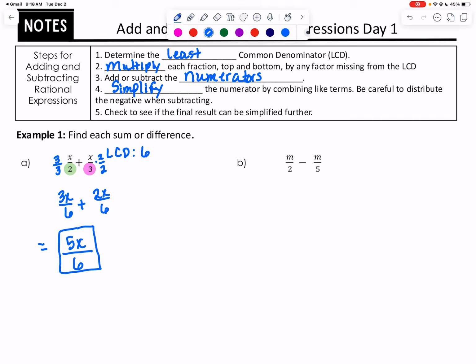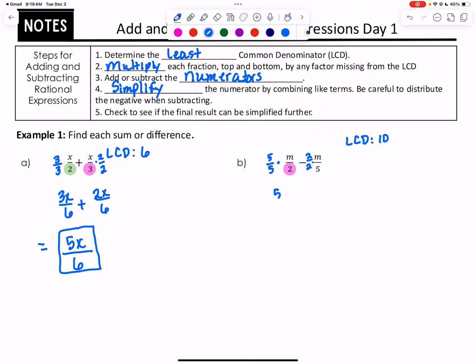All right, welcome back. Hopefully you said that the LCD in this problem was 10. And then I looked at each denominator. My first denominator was 2. So I multiplied my first fraction by 5 over 5 because 5 times 2 would give me 10. Then I multiplied my second fraction by 2 over 2. All right, and then let's see what that gives me.